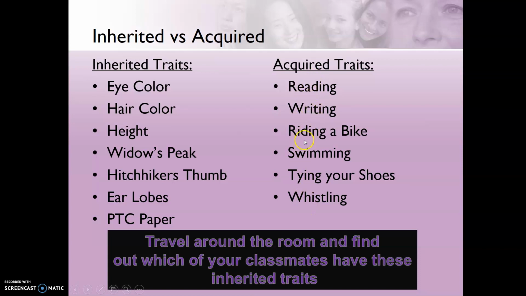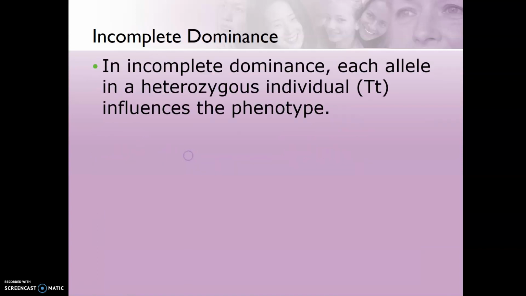Can you read and write? Can you ride a bike? Can you swim? Can you tie your shoes? Can you whistle? Winking, that could be something too that's an acquired trait. So ask 3 family members. See if you can find 3 people to ask, even calling them on the phone or Zooming with your FaceTime or Skype with your grandparents or your cousins, or a friend, and see what you find in them.